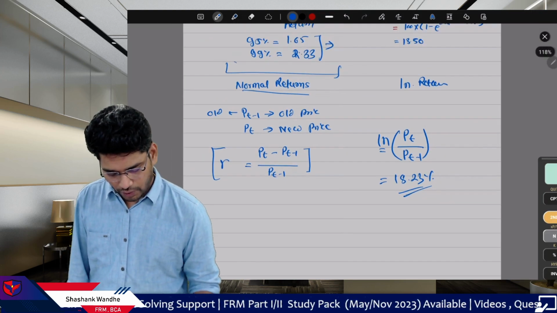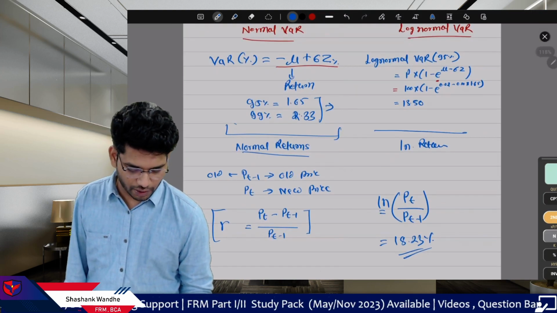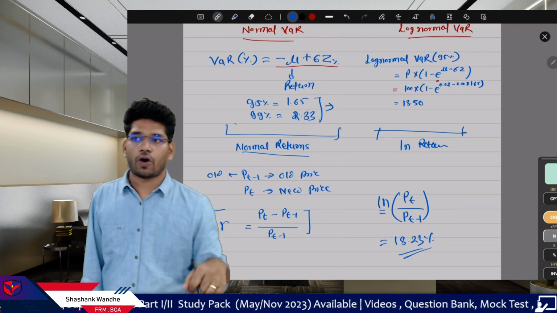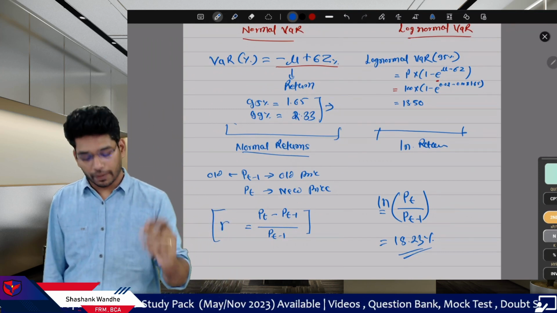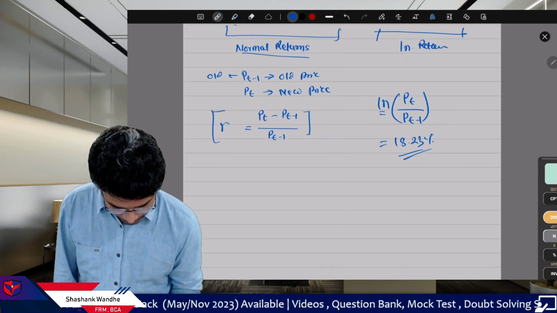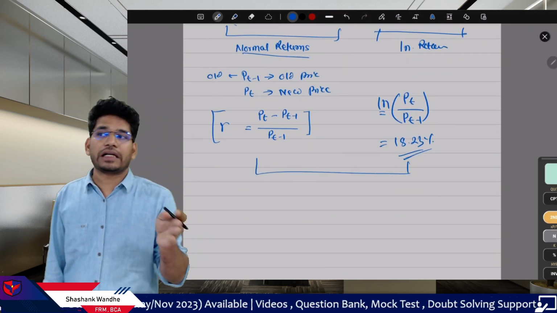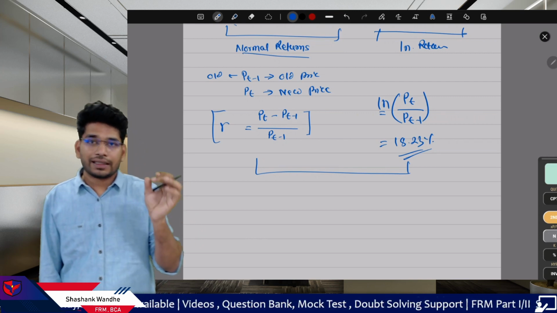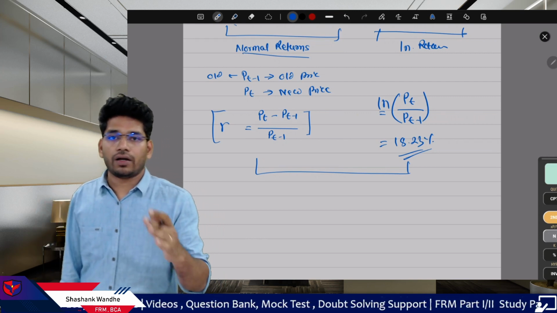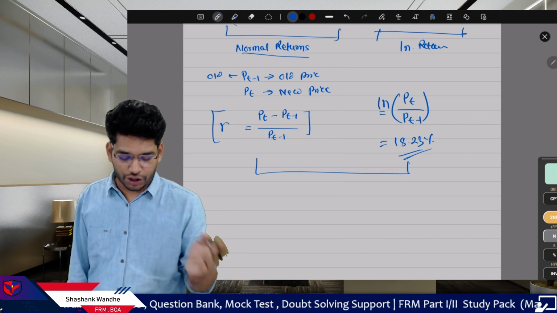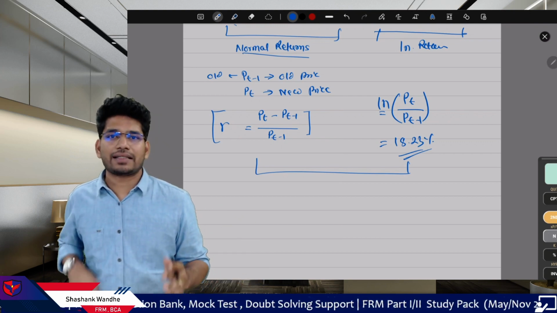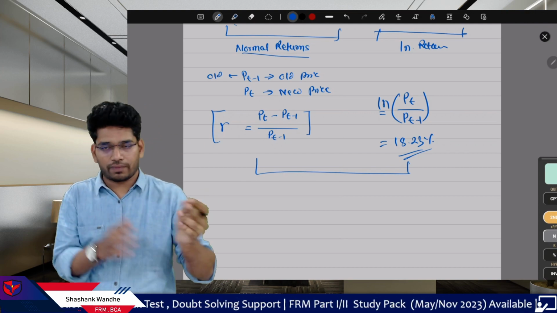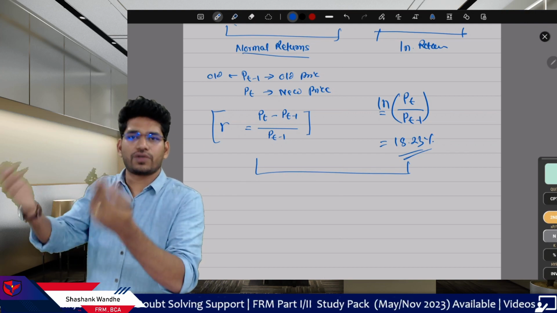So I hope you understood the basic concept here. The basic concept is, for normal returns use normal VAR, for log normal returns use log normal VAR. In real life, irrespective of which method you choose, the log normal VAR or normal VAR, the value should be the same, or it should not affect your real life calculation, because at the end this is the adjustment approach. Because you are using the log normal return, we are using log normal VAR. If you use normal return, we are using normal VAR.